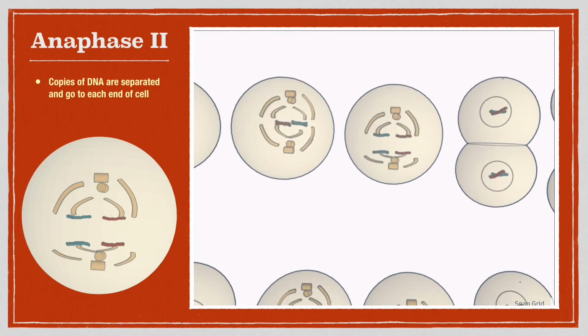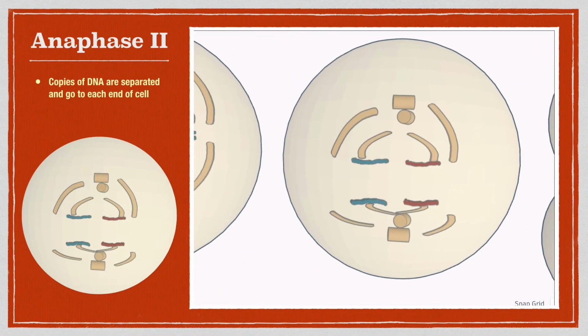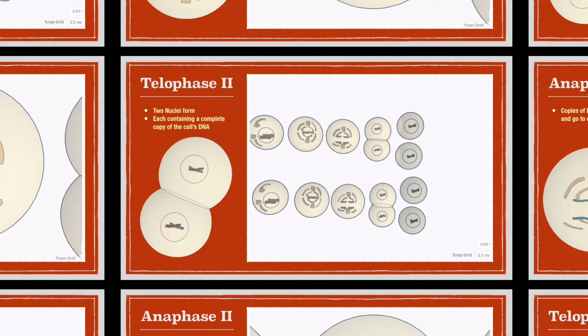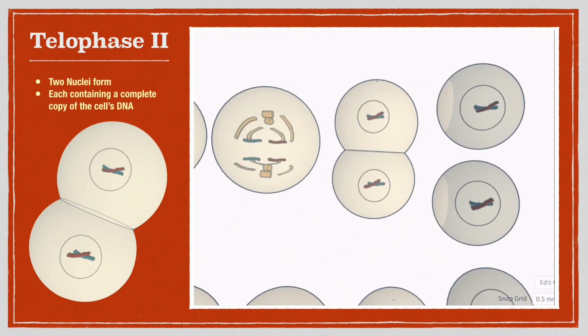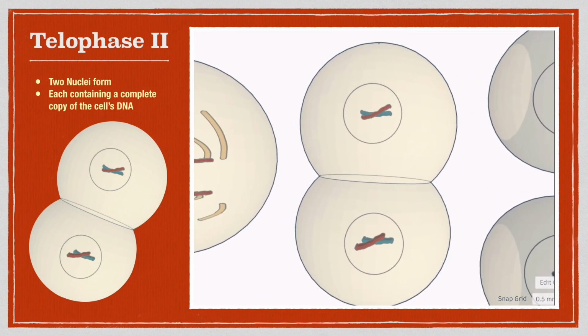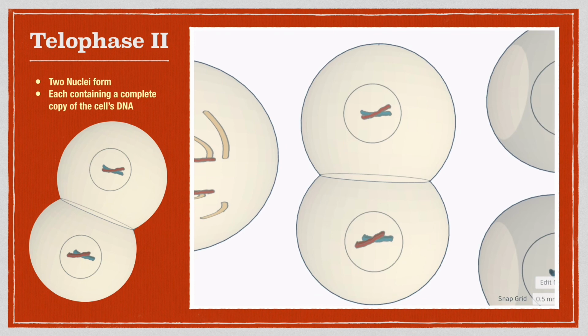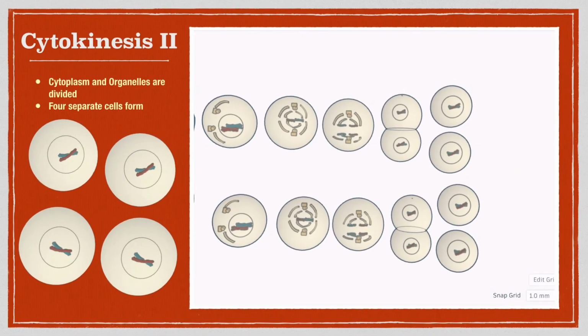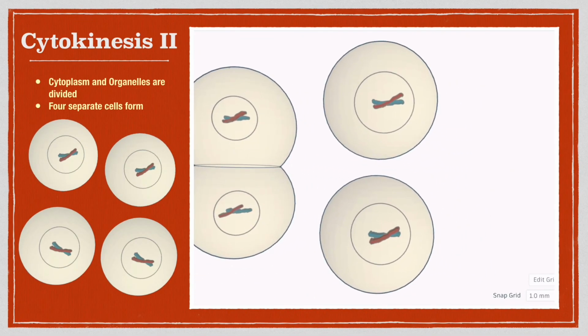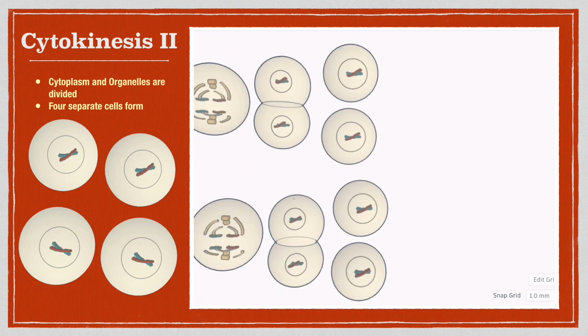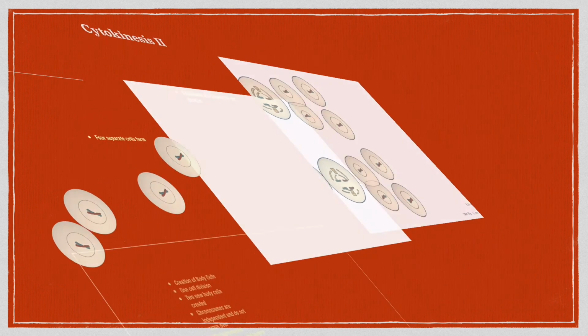In anaphase II, the copies of DNA are separated and go to each end of the cell. In telophase II, 4 nuclei form, each containing a complete copy of the cell's DNA. In cytokinesis II, the cell divides, creating 4 separate gamete cells.